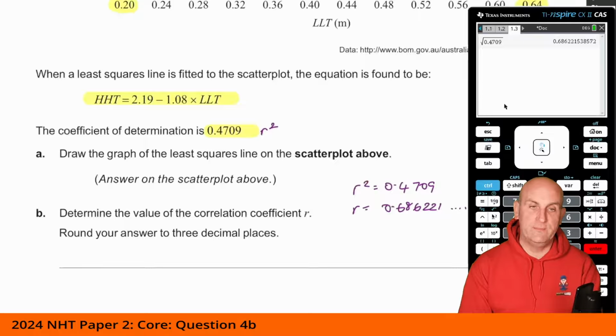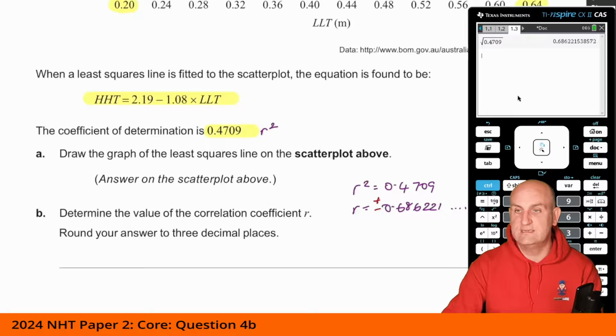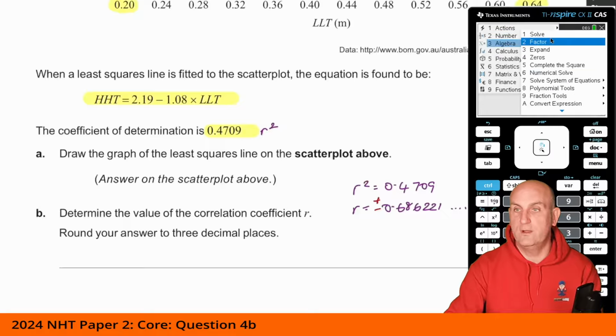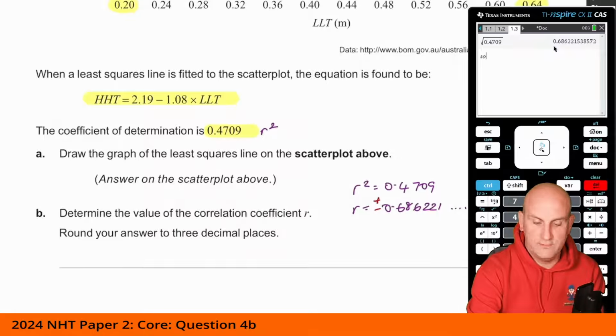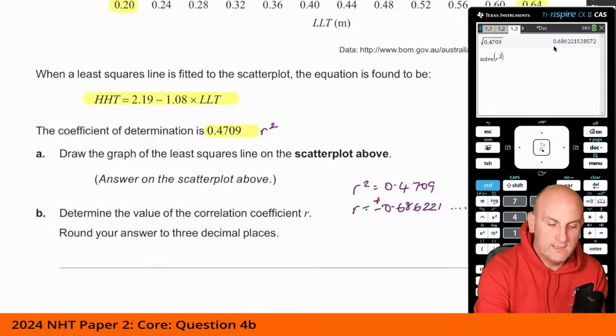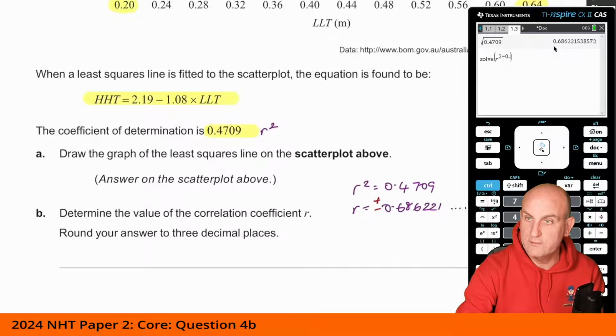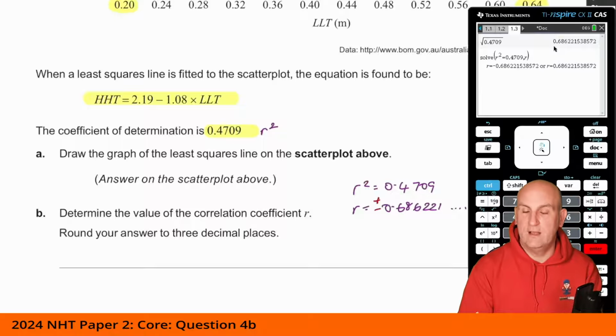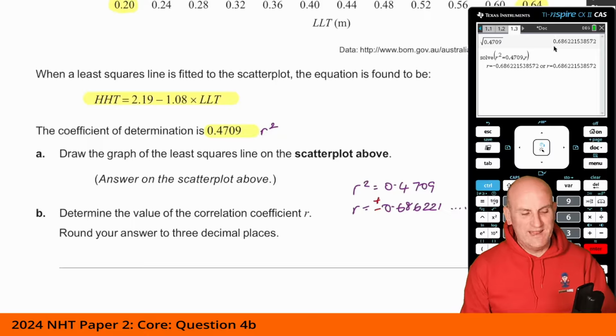Now, I don't know how many people are going to write that down as the right answer, but it is wrong because when you square root something, in fact, there are 2 values. There is both the positive and the negative, and on the whole, your calculator will only show you the positive. Now, the difference to that is if you actually go menu, algebra, solve. It says solve, open a set of brackets, R squared equals 0.4709, comma, R, and hit enter. Now, there we go. By doing it that way, your calculator is saying, well, actually, there are 2 values.